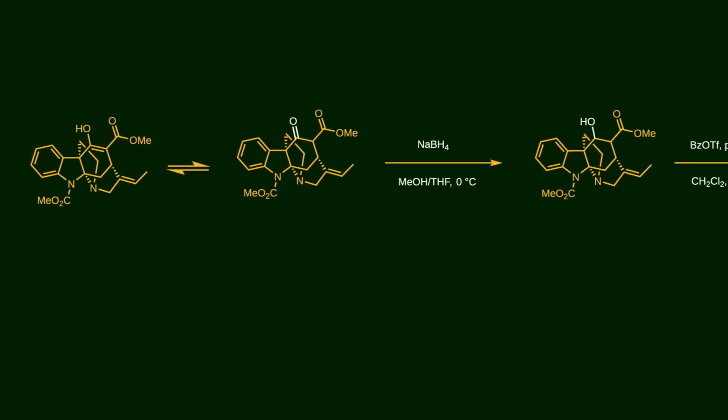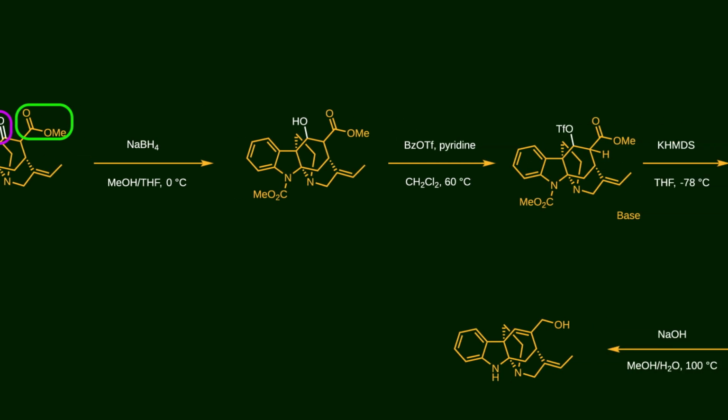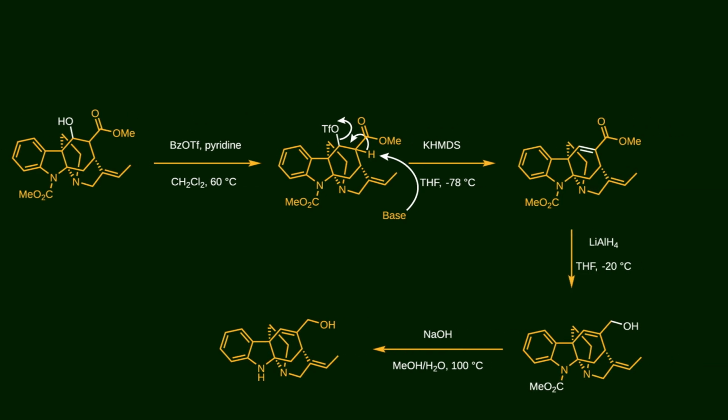The next step is selective reduction. Notice that there are two sensitive groups, but only the ketone is reduced by NaBH4 in the presence of the ester. Subsequent reaction of the secondary alcohol with benzoyl triflate provides a good leaving group in the beta position of the ester moiety. Elimination under basic conditions provides the alpha-beta unsaturated ester.